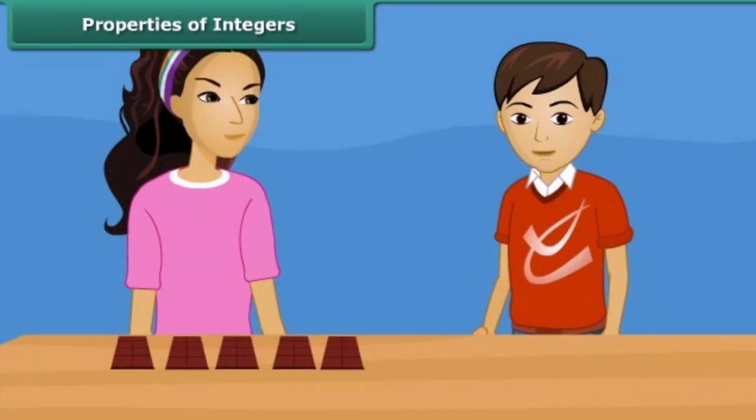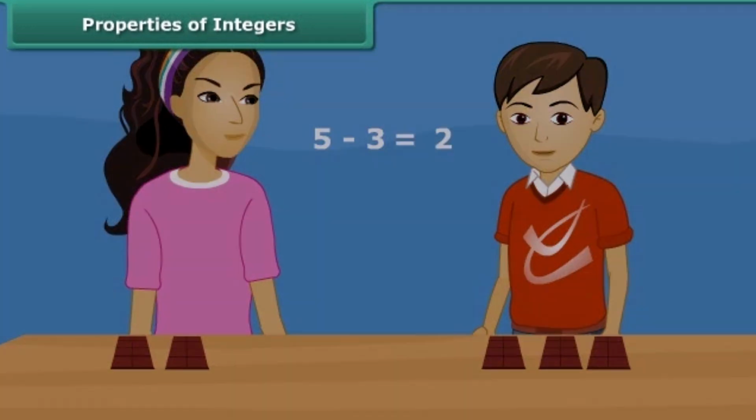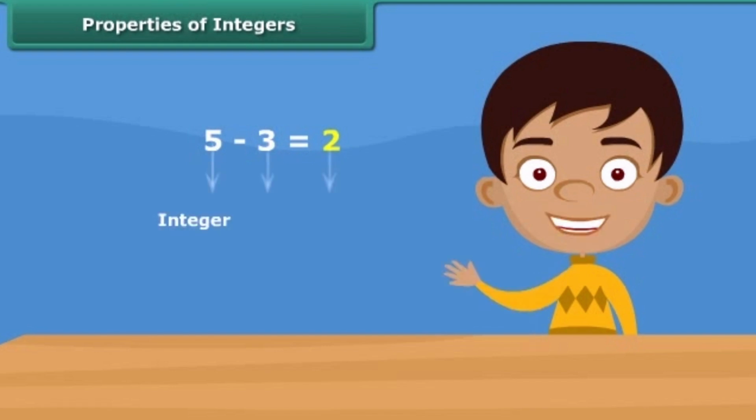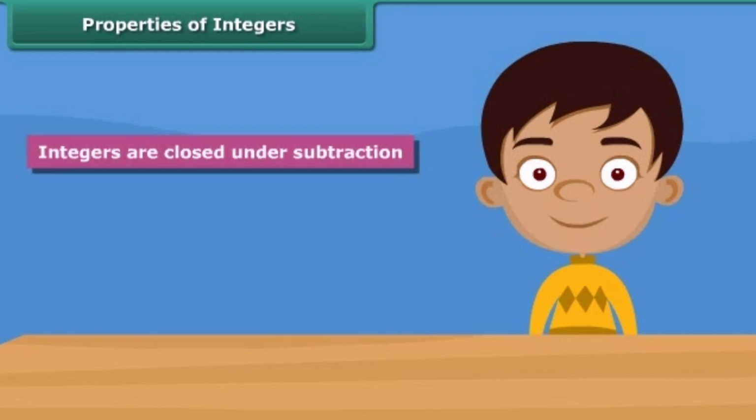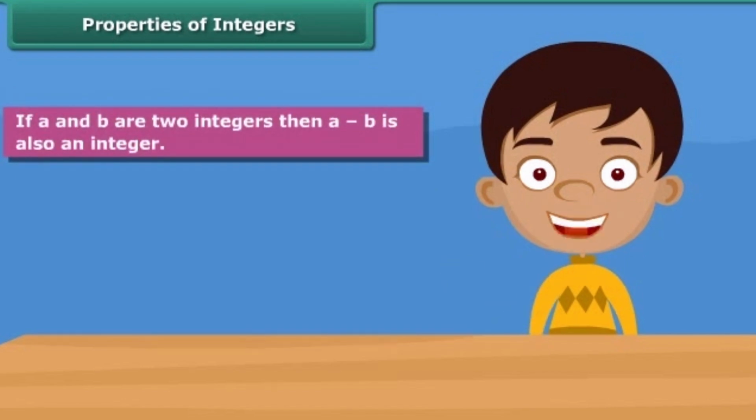Look at Reena. She has 5 chocolates. If she gives 3 chocolates to her brother, then how many chocolates are left with Reena? Yes, you're right. She is left with 2 chocolates. In this example, we see that the difference of two integers is also an integer. Hence, integers are closed under subtraction. In general, for any two integers a and b, a plus b is an integer. Similarly, if a and b are two integers, then a minus b is also an integer.